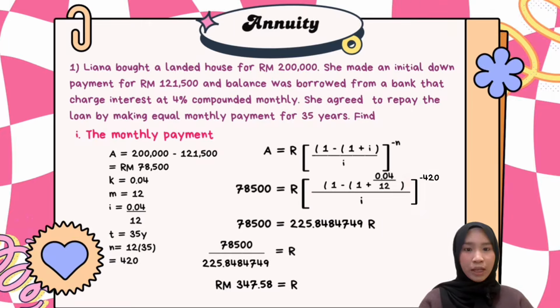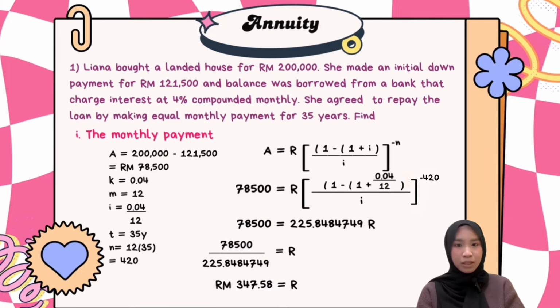As you can see, in this question we must use the formula of loan, which is A equals R bracket 1 minus bracket 1 plus I to the power of negative n, divided by I. To find the amount of A, we must take the house price, which is 200,000 ringgit, minus 121,500 ringgit, which we get 78,500 ringgit. K is 0.04, M is 12, T is 35, I is 0.04 over 12, lastly N is 12 multiplied by 35 and we get 420.